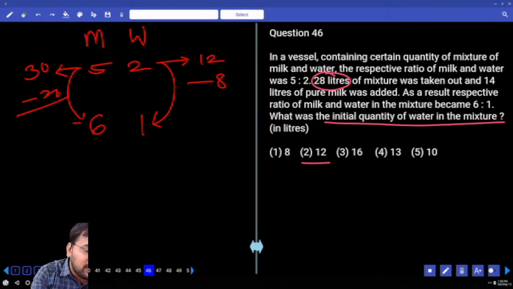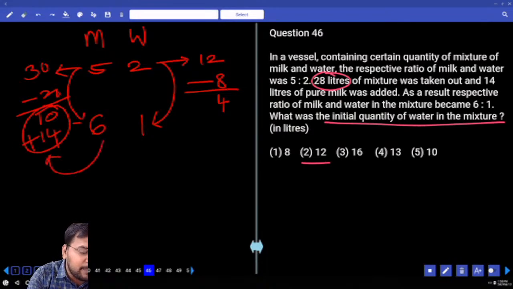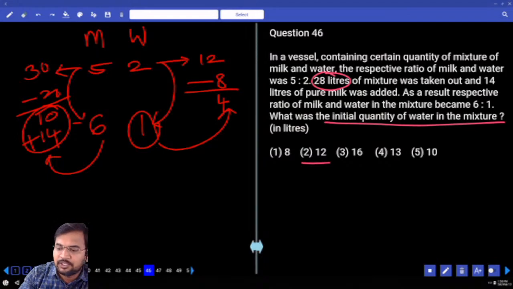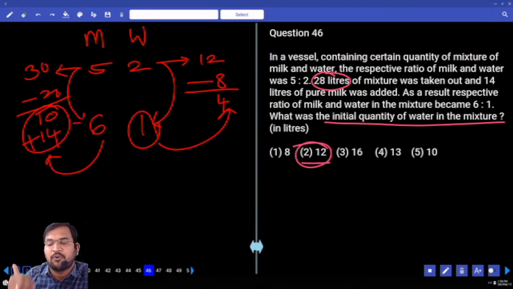If you remove 20 of milk, if you remove 8 of water, now you are adding how many liters of milk? 14 liters. 10 plus 14 is 24, 6 how many times? 1 how many times? Satisfied or not? So your answer is what? 12. Initial quantity of water is 12. If it is not satisfied, then I go for 13. Because the ratio is equal, here one part increases, and water one part decreases.